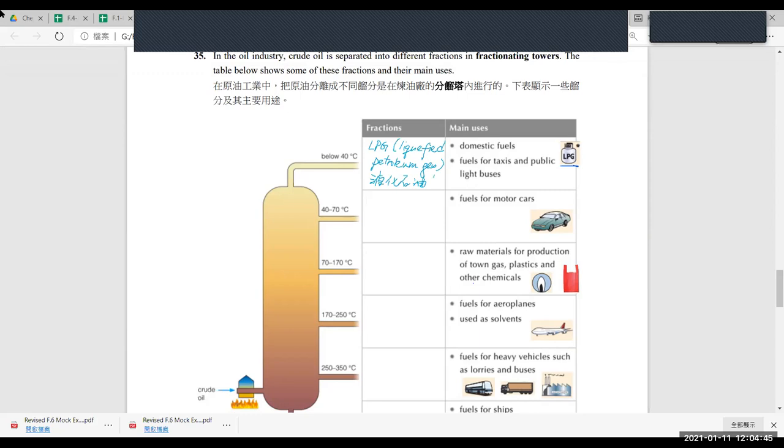So this one is different from what you know as town gas. Town gas is a raw material, okay? It is a mixture of mainly hydrogen, carbon monoxide and methane, so we need to do some more actions in order to get the so-called raw materials. But LPG is easily obtained by fractional distillation of crude oil. It is used as a domestic fuel, and in Hong Kong, it is also used as a fuel for taxis and public vehicles like buses.